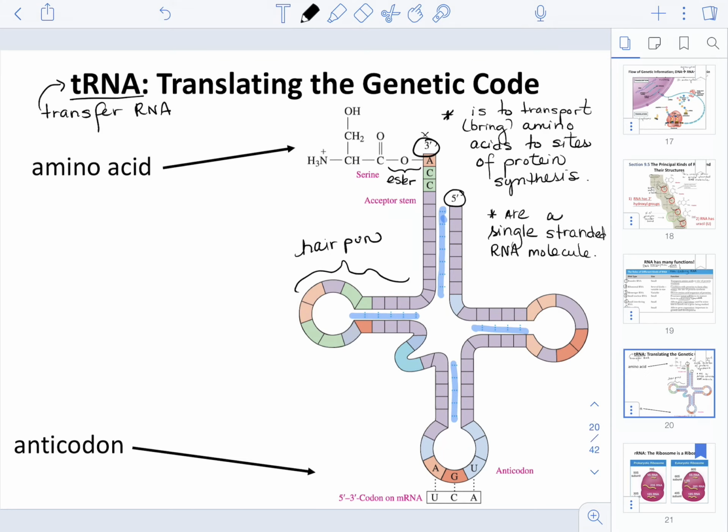Lastly, we have in these molecules a section that is called an anticodon. And an anticodon is going to be a complementary sequence to the mRNA. And it's through this complementation between the anticodon and the codon on the mRNA that these tRNA molecules are able to bring the correct amino acids during protein synthesis.